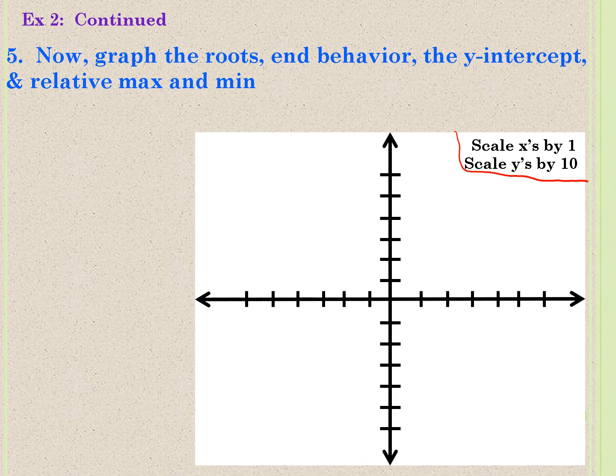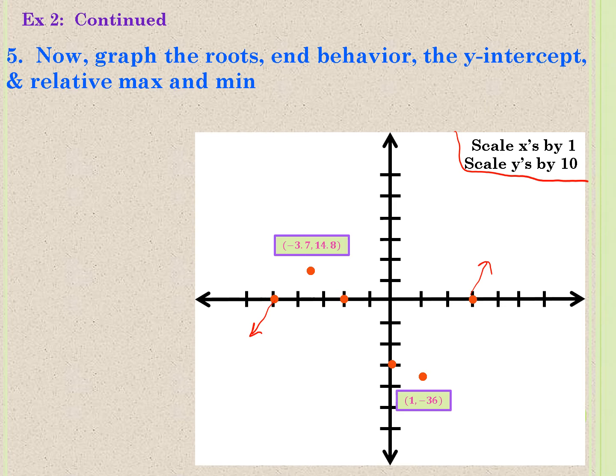Okay? So I got to graph the roots. So boop, boop, boop. Okay, so we got the roots. Now we're going to talk about end behavior. So we go to our rightmost zero. Well, if I remember, right end behavior was up. And if I go to my left zero, left end behavior was down. Okay? Now I'm going to plot my y-intercept at negative 30. Now I'm going to plot my relative mins and maxes.